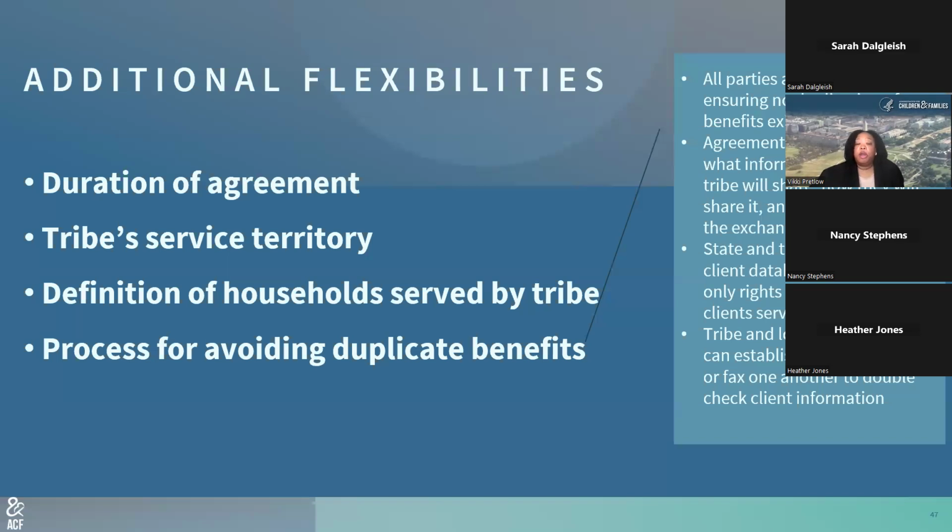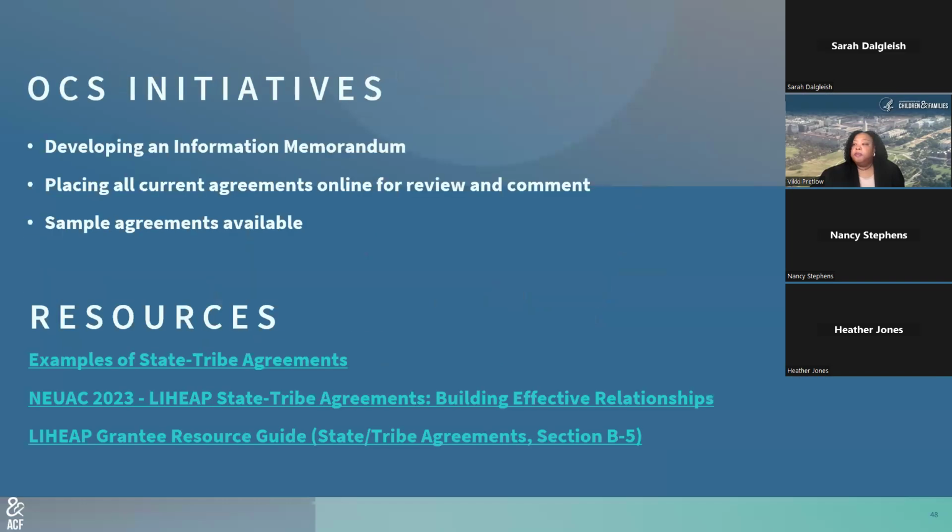Tribes can even have a partnership in place with a local state agency in their immediate vicinity to establish a process of calling or faxing each other to double-check client information. And engaging with a local state office might facilitate a more timely process. Next slide.